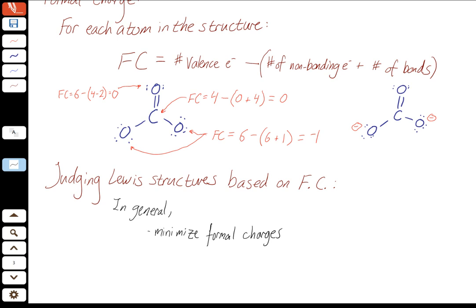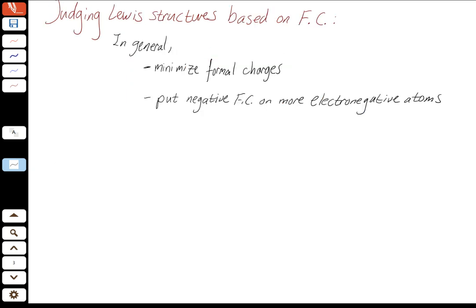And then the second rule for formal charges generally is that we want to put negative formal charges on the more electronegative atoms. So if you have a structure where you have to have a negative charge, but that negative charge could either go on nitrogen or oxygen, you're going to preferentially put that negative charge on oxygen, or you're going to pick the resonance form where the negative charge is on oxygen, because oxygen is more electronegative than nitrogen, and it's better able to stabilize that negative formal charge.